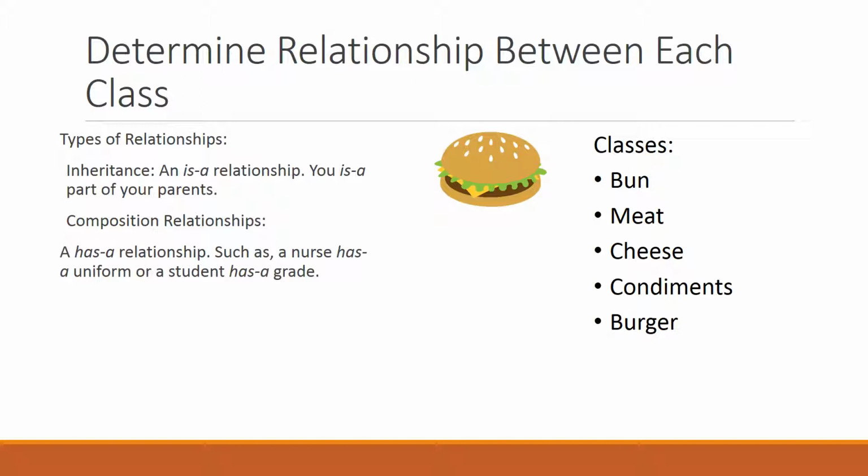We look at the two types of relationships that we can have. We can have an inheritance relationship, which is an is-a relationship. You is a part of your parents. I know it's not grammatically correct, but that's the kind of description we're going for here. We need our parents for us to exist. Not to be confused with a composition relationship, which is a has-a relationship. A nurse has a uniform. A student has a grade. A cheeseburger is not necessarily a piece of cheese, but it can have a piece of cheese.